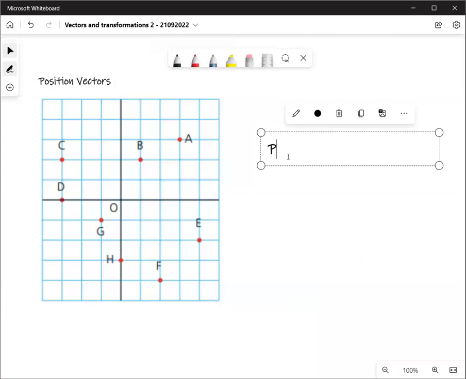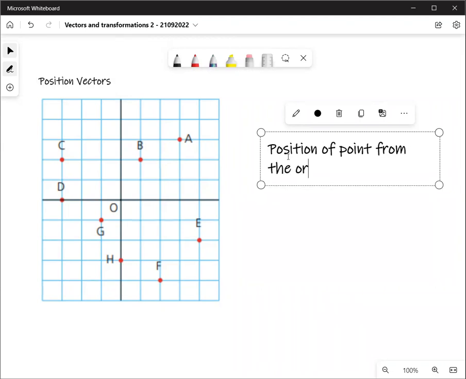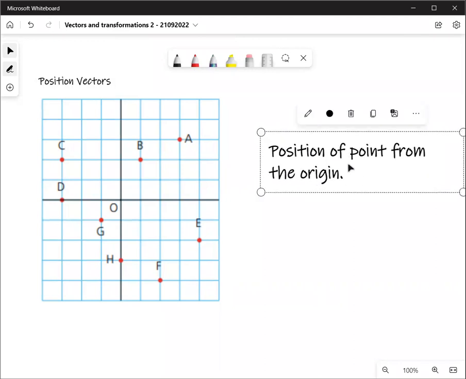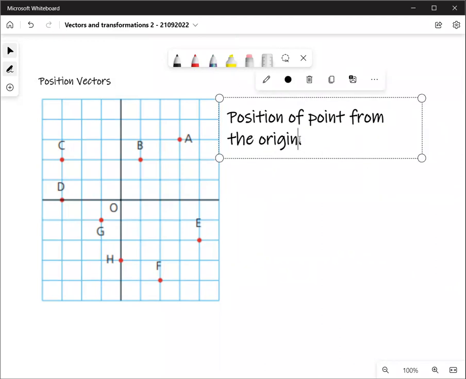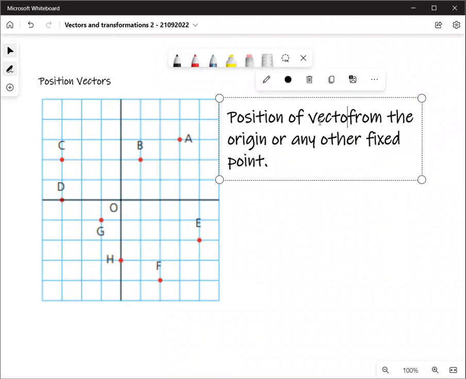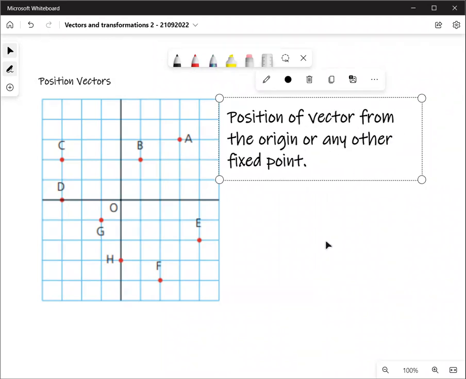Now, this is basically the position of a point from the origin. Okay, it's pretty easy. It's just the coordinates. Pretty easy. It's the position of a vector from the origin or any other fixed point.